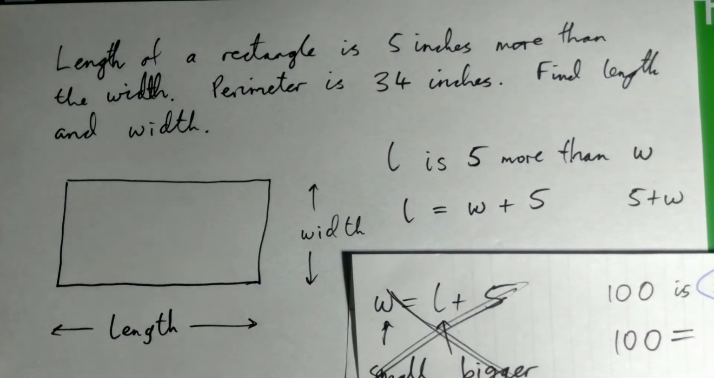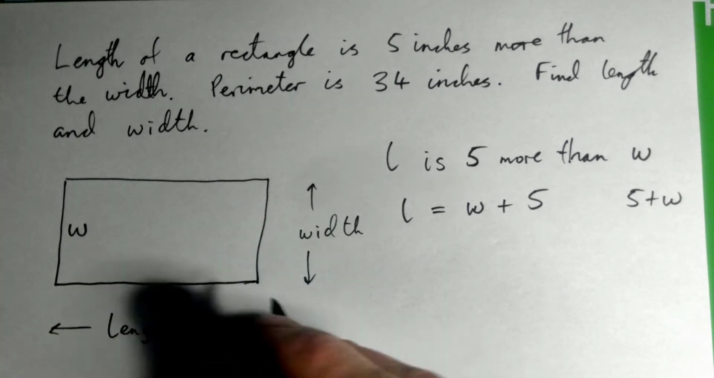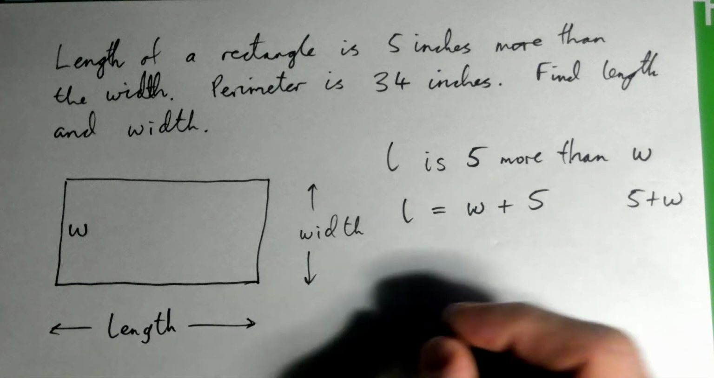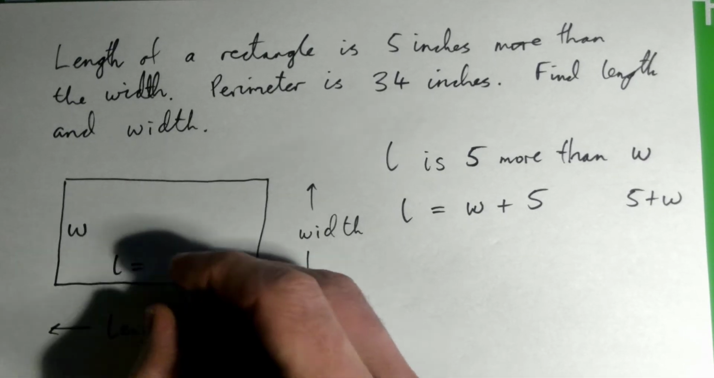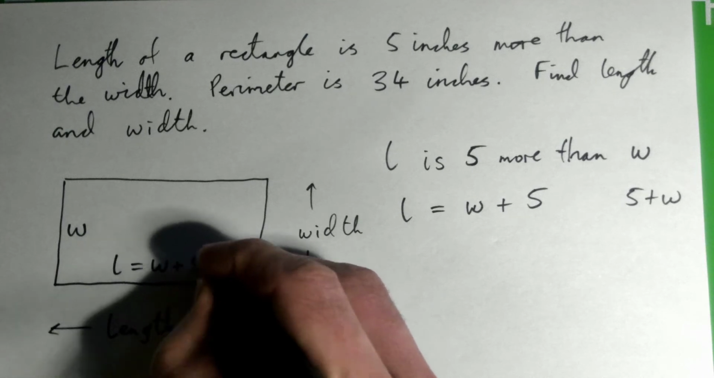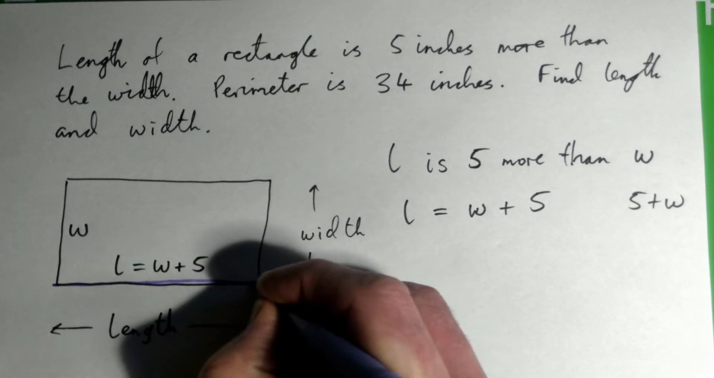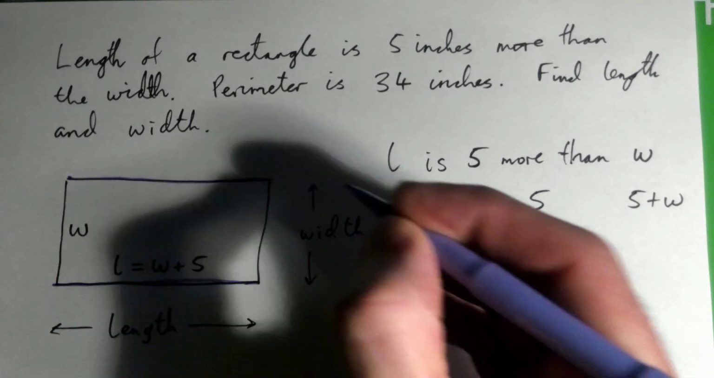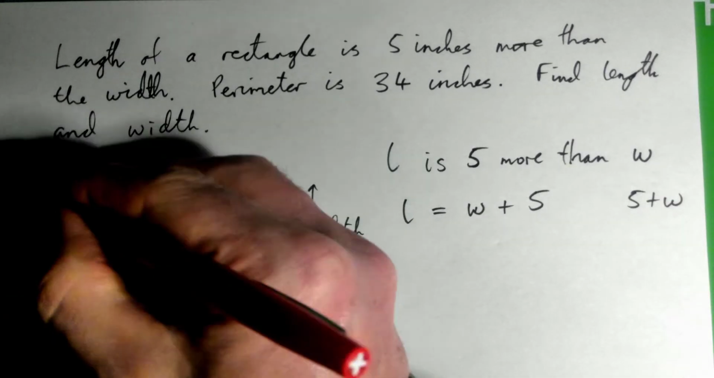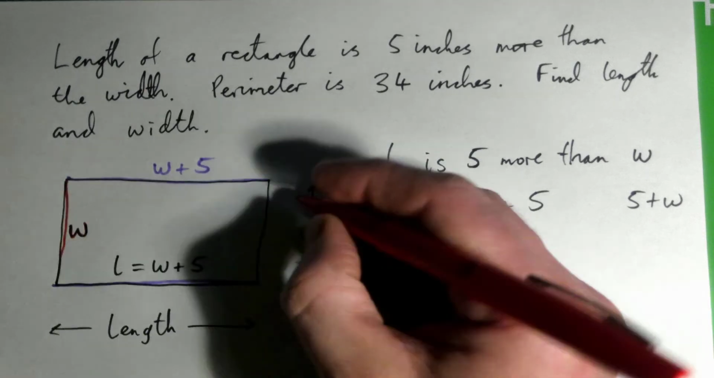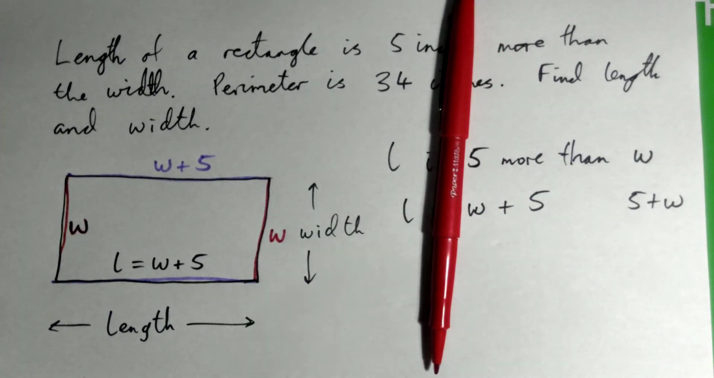All right. So this is the width W, and this is the length L, right? But the length, he said, was width plus 5. Then the only thing is we have a length here and also a length here. So this is also W plus 5. But we have a width here and we have a width here. So see if you can write an equation for the perimeter.